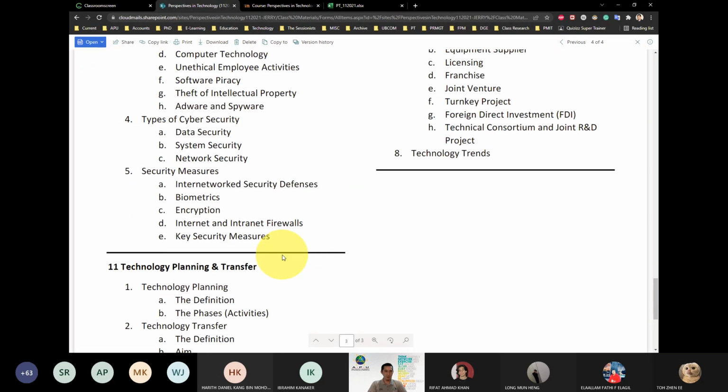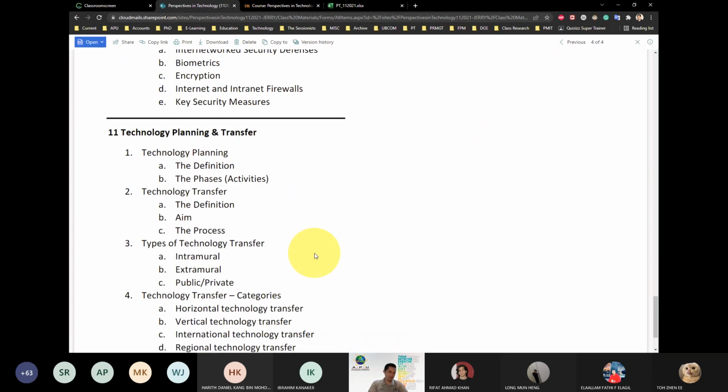Anyway, where were we? Last but not least, this is the final topic. Technology planning and technology transfer. Two very, very different areas. Connected nonetheless. When it comes to these aspects, these are very organizational views. This is the only topic throughout our whole semester where the focus is really not on individuals or on the personal level. It's only looking at companies and organizations.